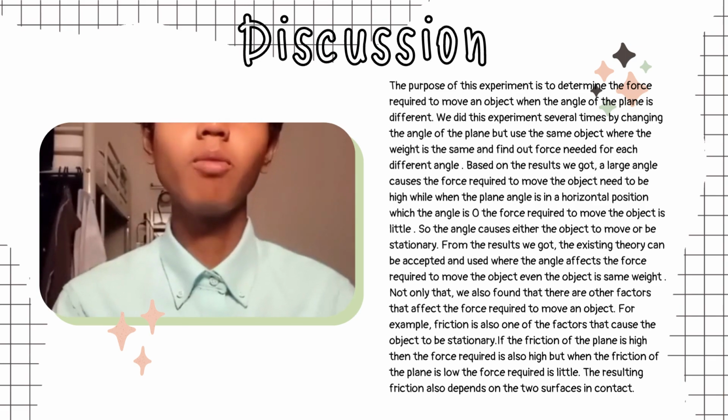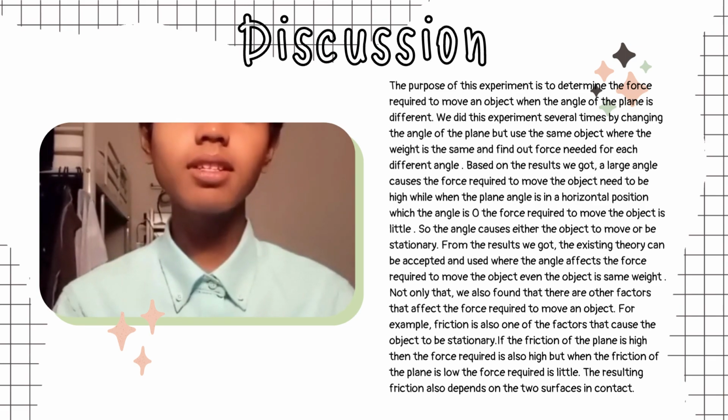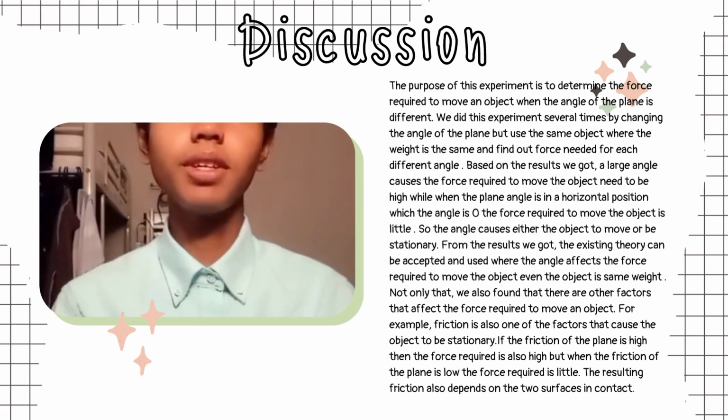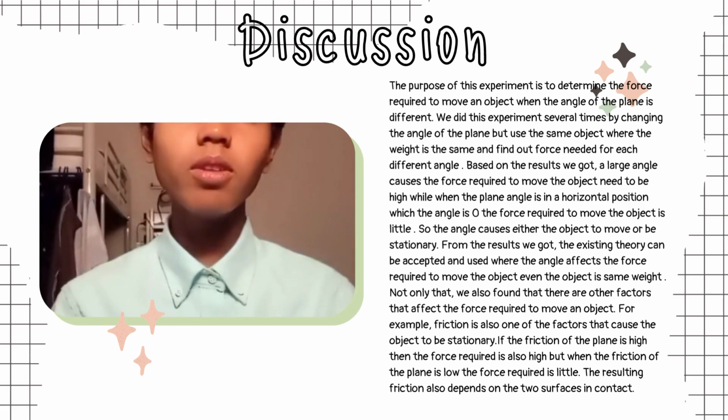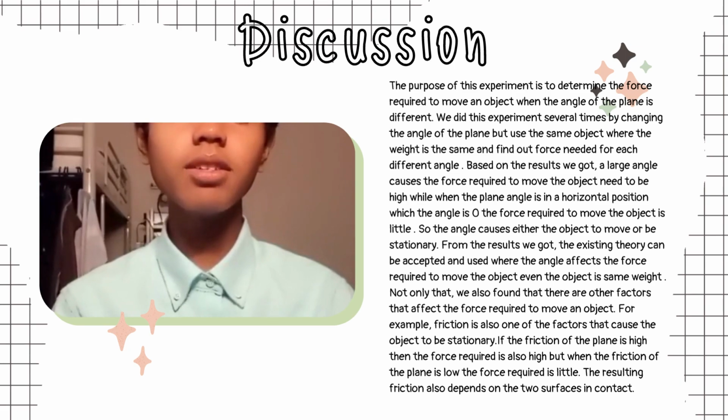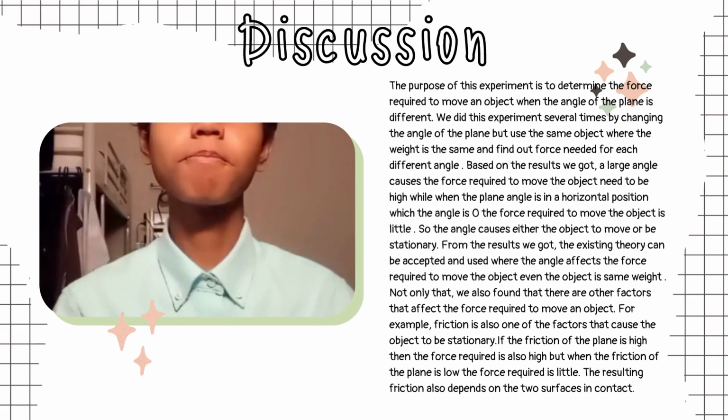Not only that, we also found that there are other factors that affect the force required to move an object. For example, friction is also one of the factors that cause the object to be stationary. If the friction of the plane is high, the force required is also high, but when the friction of the plane is low, the force needed to move the object is low.